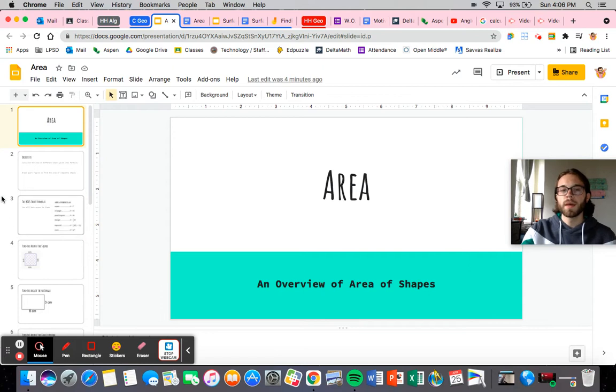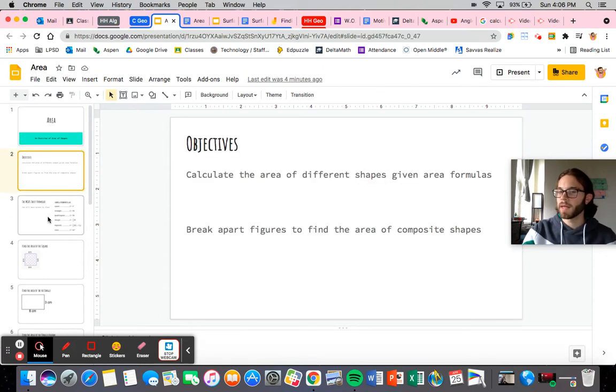So let's talk about what we are doing today. We're going to calculate the areas of different shapes given area formulas, and then we are going to use those to find the area of shapes that are kind of irregular. They are known as composite figures, which are made up of other shapes.